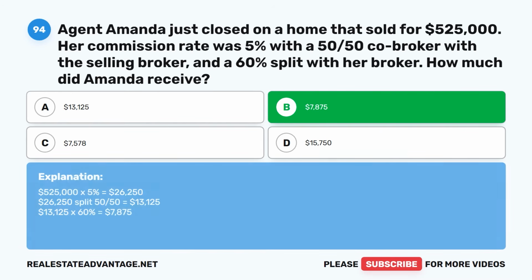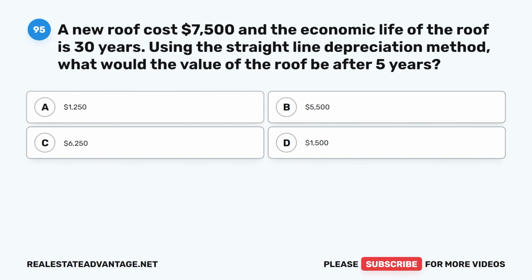$7,875. $525,000 times 5% equals $26,250. $26,250 split 50-50 equals $13,125. $13,125 times 60% equals $7,875.